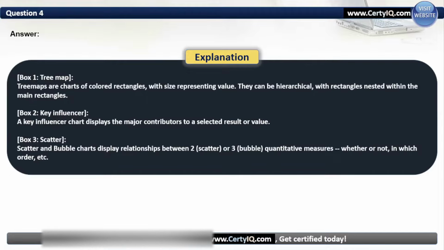About the options, box 1. Tree maps are charts of colored rectangles with size representing value. They can be hierarchical with rectangles nested within the main rectangle. About box 2, a key influencer chart displays the major contributors to a selected result or value. About box 3, scatter and bubble charts display relationships between 2 or 3 quantitative measures.